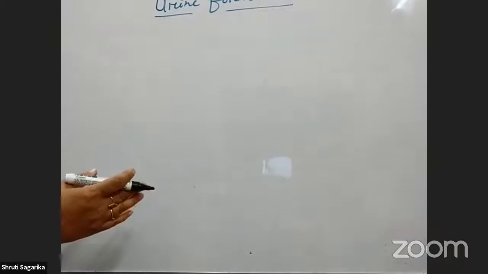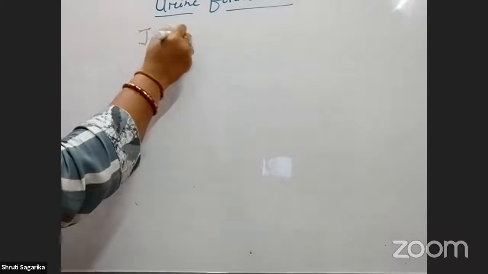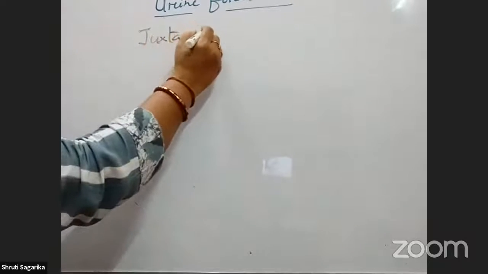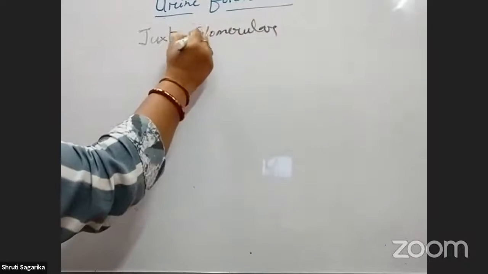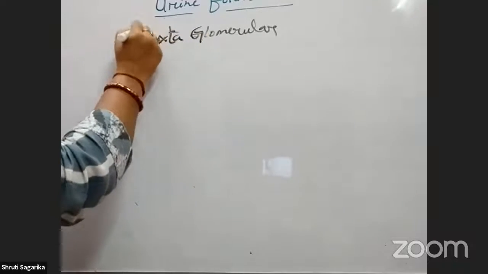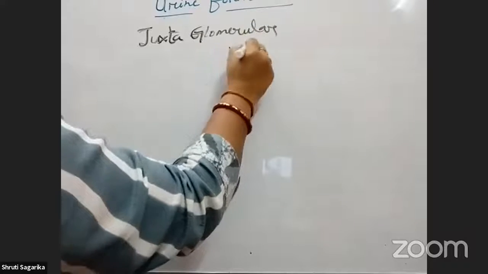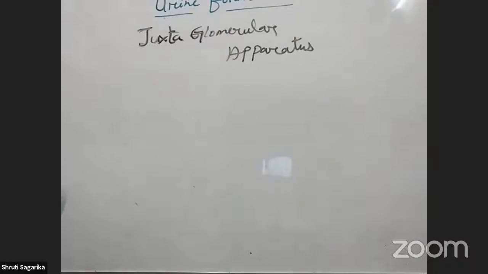Okay. So what happens? The kidney has its own mechanism to control the glomerular filtration rate. So who controls it in the kidney? There is the juxtaglomerular apparatus, which is known as JGA.